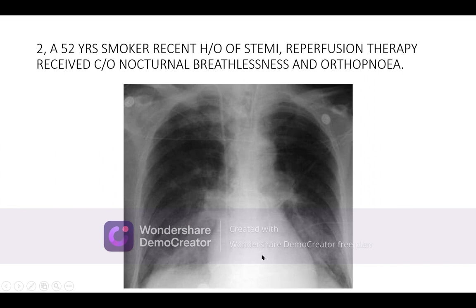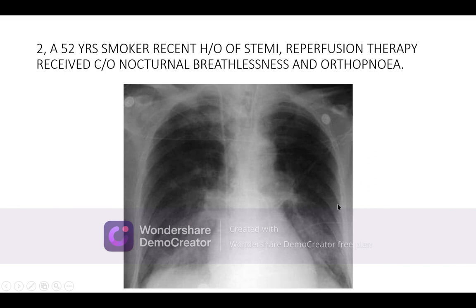For other investigations you can do the ECG and echocardiography, along with clinical examination, and these two investigations are enough to diagnose this. But most hospitals are also doing pro-BNP or derivatives of brain natriuretic peptide, which are raised in this condition.